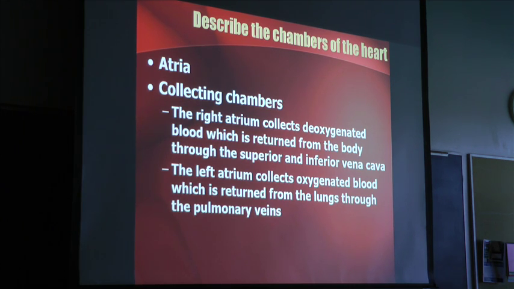Now we're going to go through the chambers of the heart. This is a review for you because we had this in your introductory class. The atria accept blood coming from different places. So the atria are considered the collecting chambers. It tells you that the right atrium collects deoxygenated blood, which is returned from the body through the superior vena cava and the inferior vena cava.